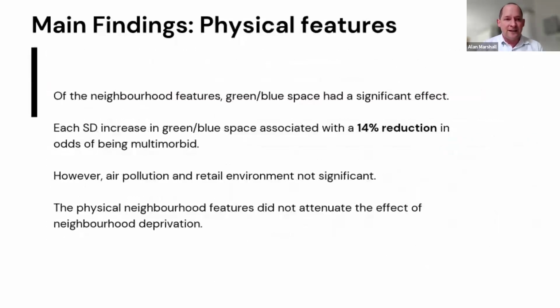In terms of the physical features of neighbourhoods, of these, it was only the access to green and blue space that had a significant effect. So we found that each standard deviation increase in our measure of access to green and blue space was associated with around a 14% reduction in odds of being multimorbid. We didn't find any association between air pollution and the local retail environment and multimorbidity. And crucially, including these physical neighbourhood features didn't attenuate the effect of neighbourhood deprivation on multimorbidity, suggesting they're kind of acting independently.